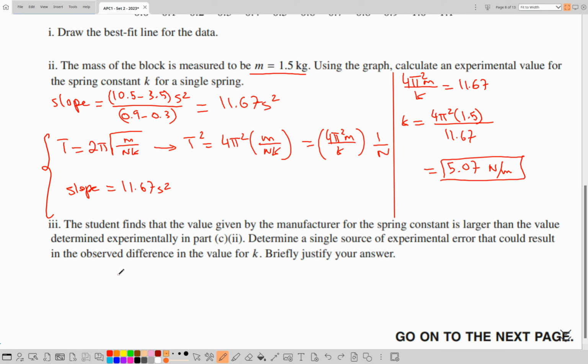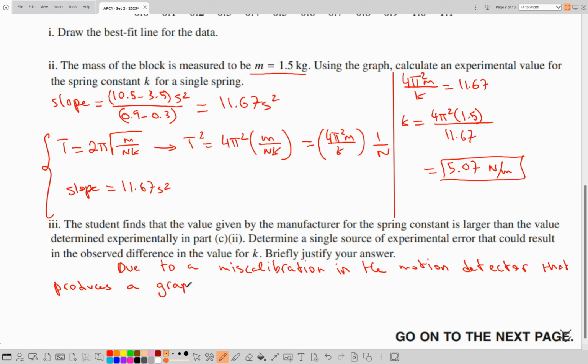So this is important. Then let me say: due to a miscalibration in the motion detector that produces a graph with a larger period that gives a smaller value for k.